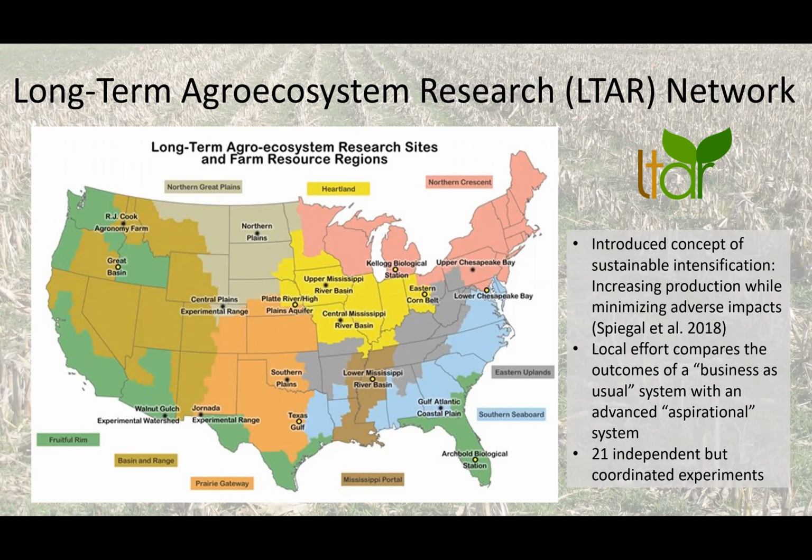And it advanced the concepts of business as usual systems. So what's being done in that local area now versus some aspirational system. So how can we intensify agricultural production in a sustainable manner? That was the idea here. So after that, 21 independent but coordinated experiments were established at that time. This was about 2016, and that's when I got involved with the LTAR network.